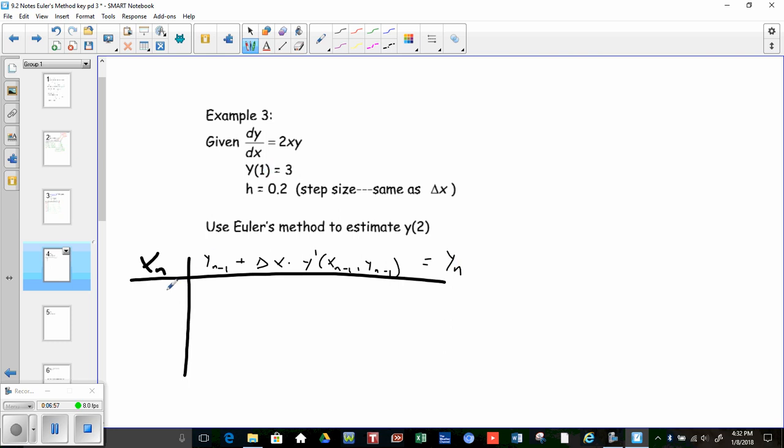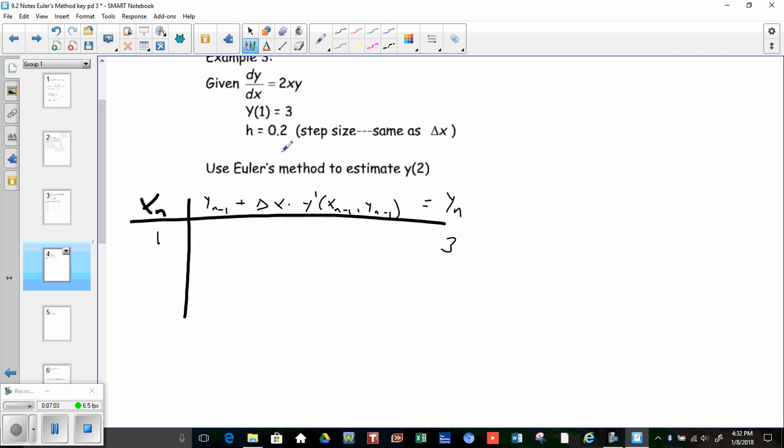And that equals your current y. So let's start with the current x, which is 1. The current y is 3. And we want to go up to 2, counting by 0.2. So 1.2, 1.4, 1.6, 1.8, and 2. And this is where we want to end right here.